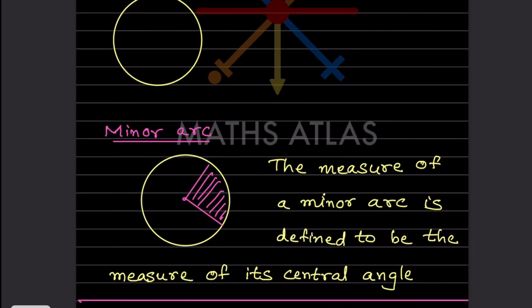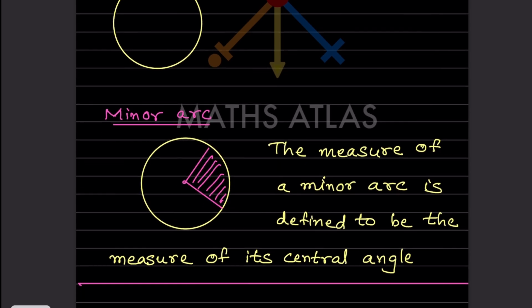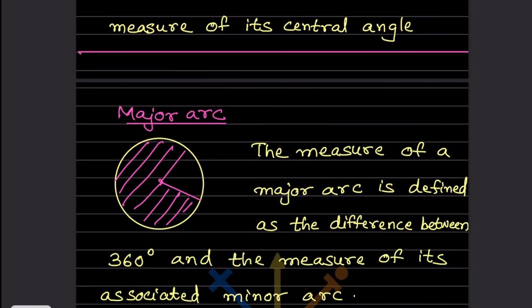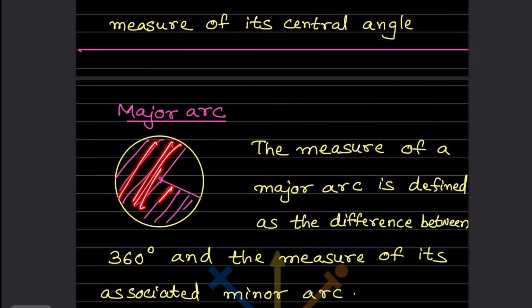Then the minor arc. Minor arc means this is the small portion which has been shaded. The measure of a minor arc is defined to be the measure of its central angle. This is the central angle. And the major arc means this is the bigger side. This one is the minor and this is the major one.